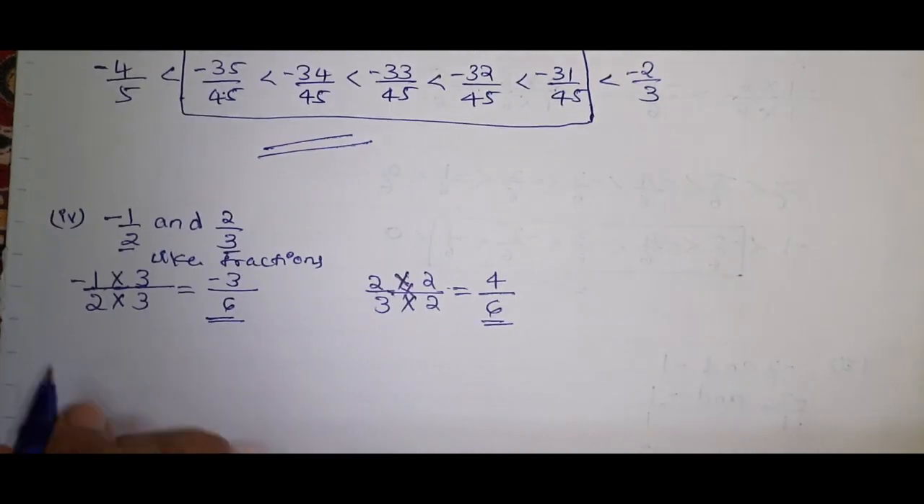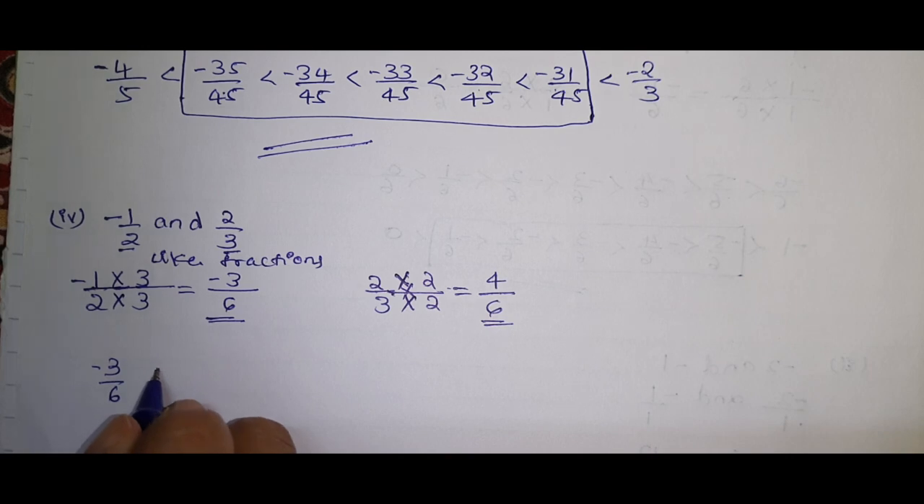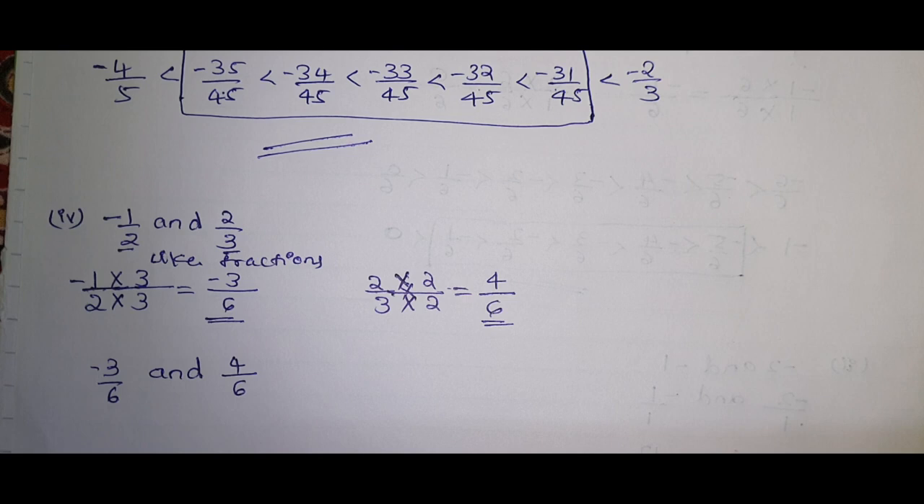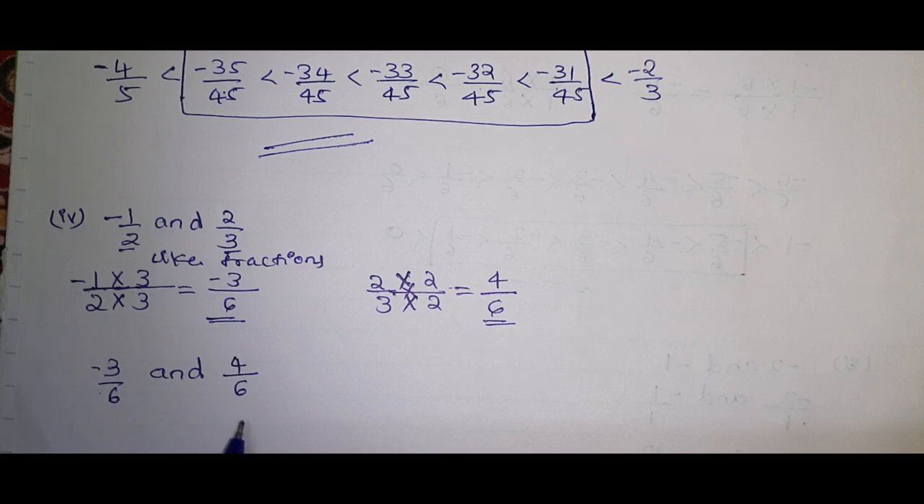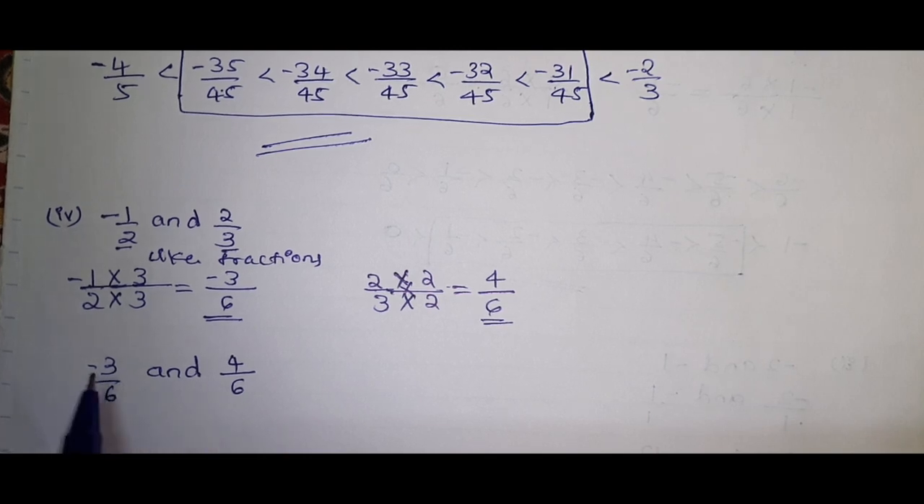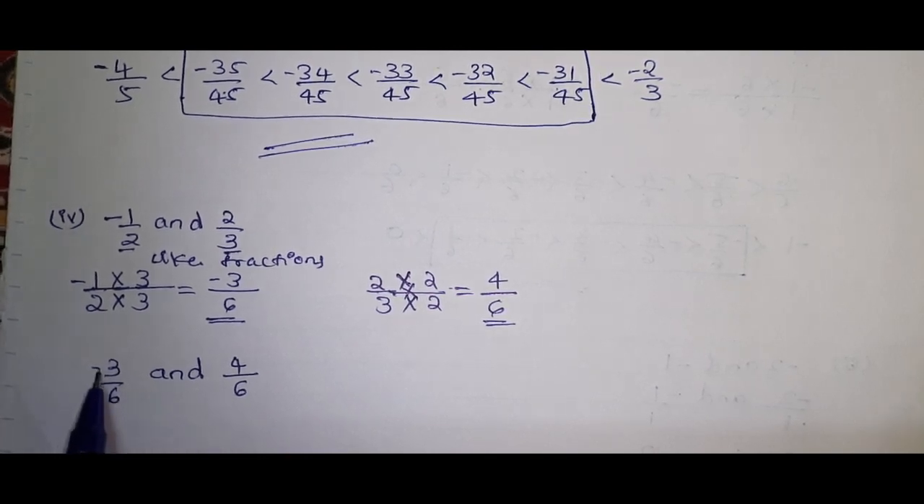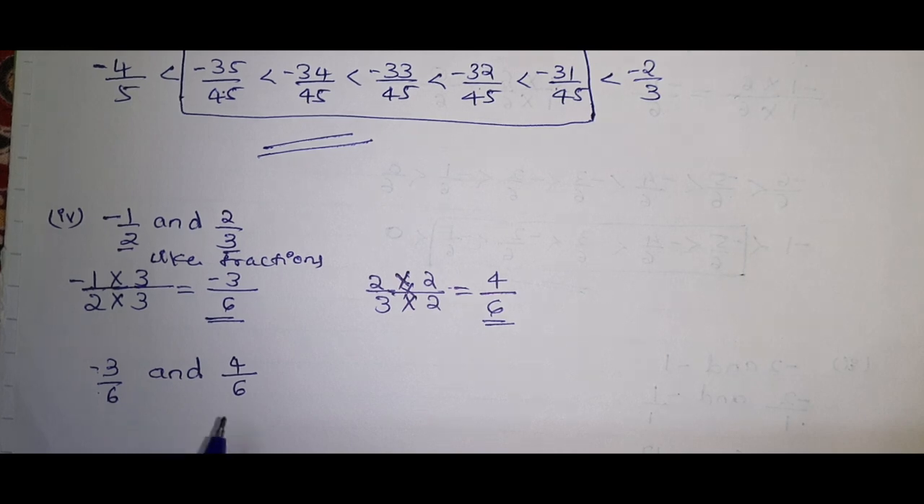Now I should see whether I can get 5 rational numbers between minus 3 divided by 6 and 4 divided by 6. We have to list out 5 rational numbers, right? How to see? Look at the denominators. The denominators are equal, so now look at the numerators. Minus 3 and 4. What is the difference between minus 3 and 4? The difference between minus 3 and 4 is more than 5.